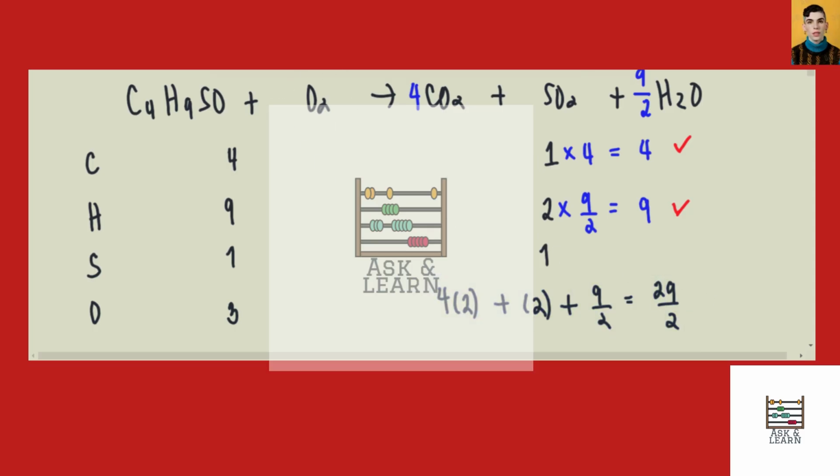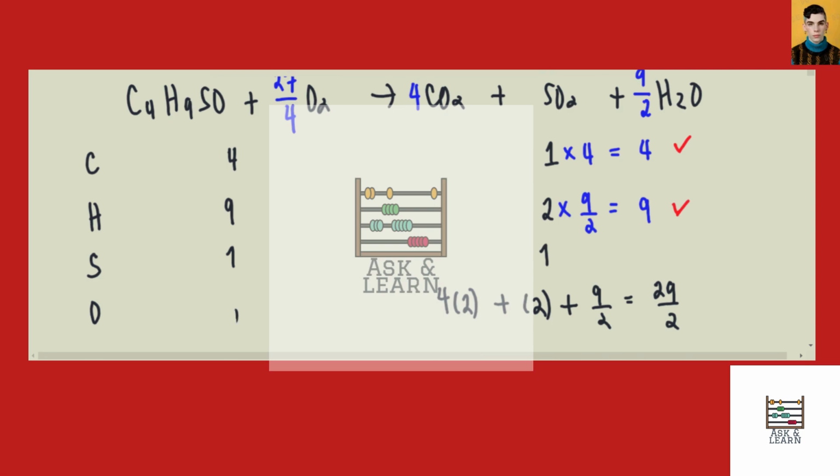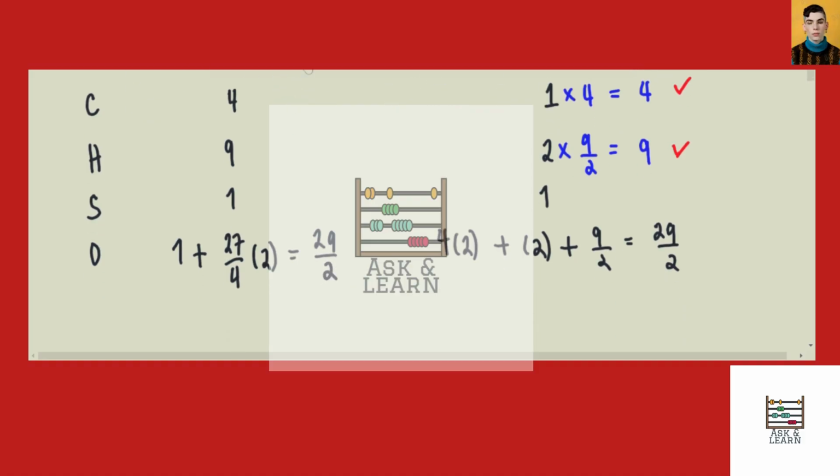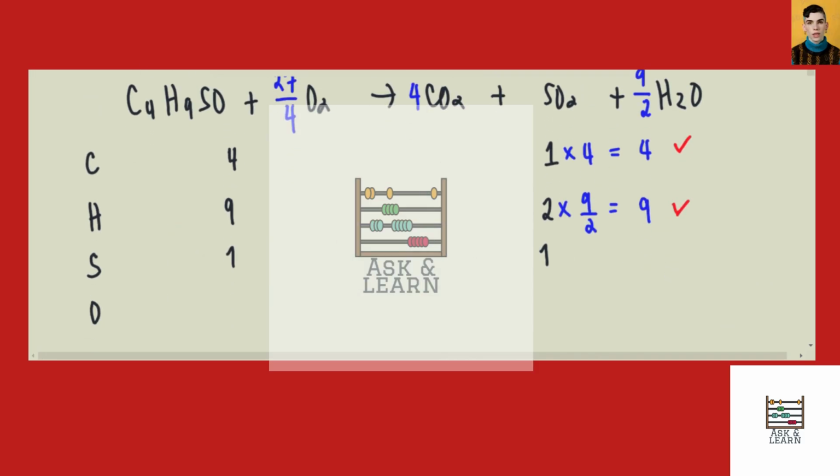So to do that, we have to multiply 27 over 4 in front of O2. So how will that make the number of oxygen 29 over 2? Let's see. You have 1 oxygen in C4H9SO, plus 27 over 4 times 2 oxygen in O2. This gives us indeed 29 over 2. So this now is balanced, but we have to make sure that the coefficients are whole numbers.